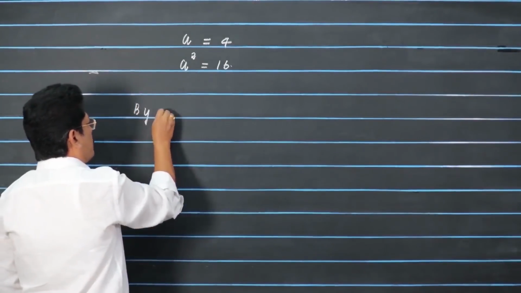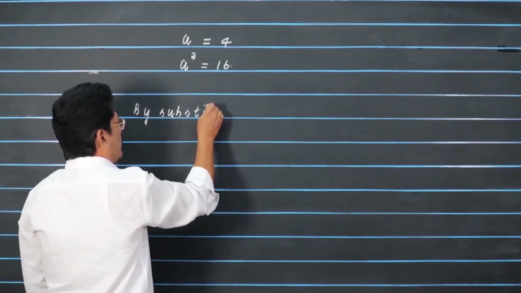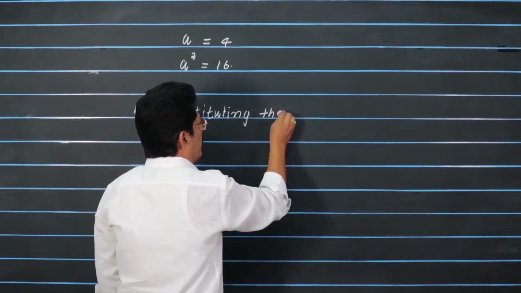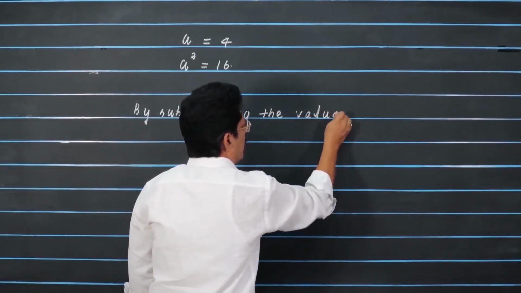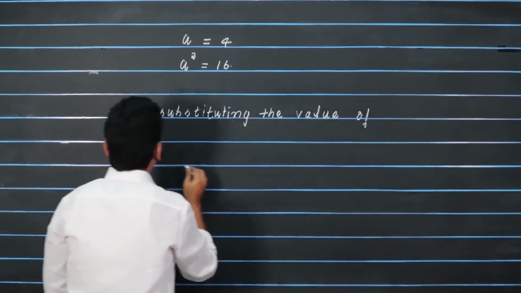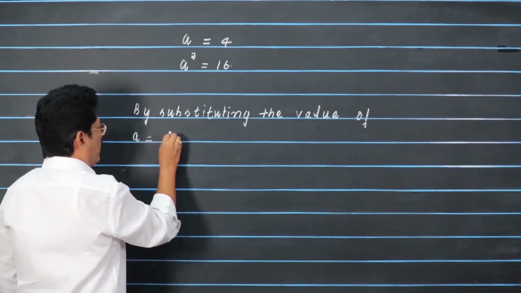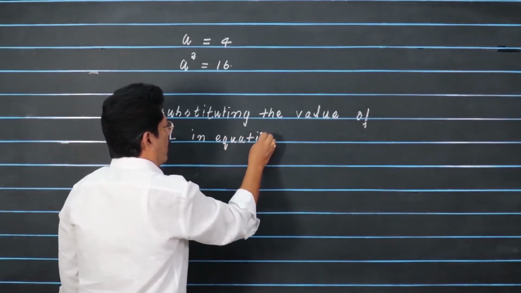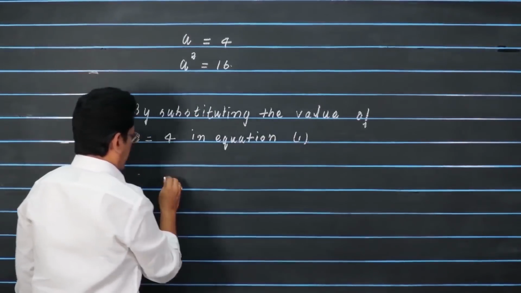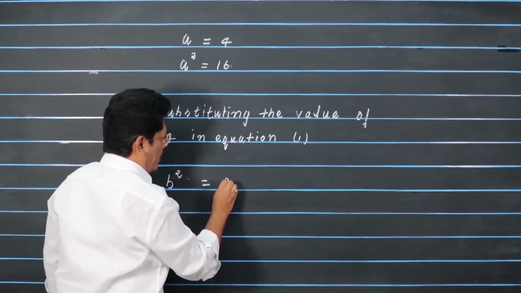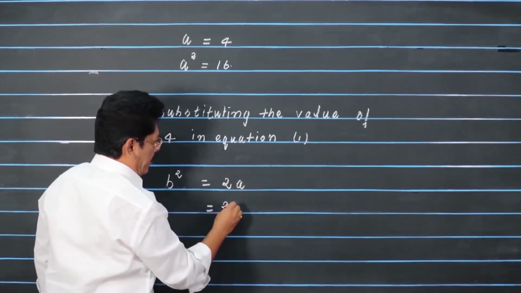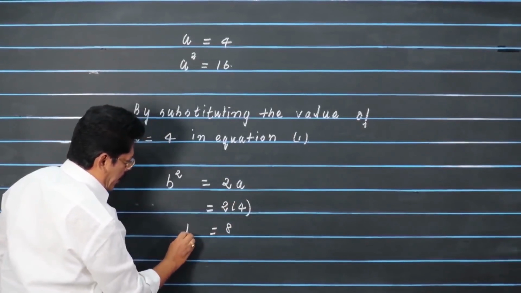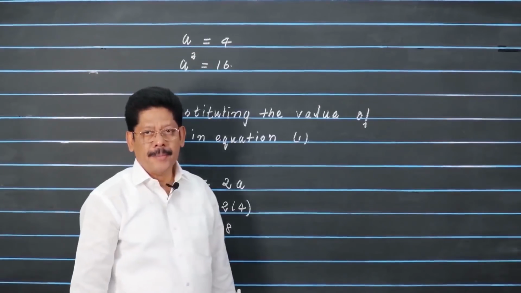By substituting the value of a is equal to 4 in equation 1, b squared is equal to 2a. The value of a is 4. Therefore, 2 into 4 will give you 8. The value of b squared is equal to 8.